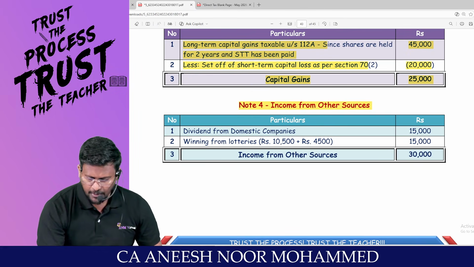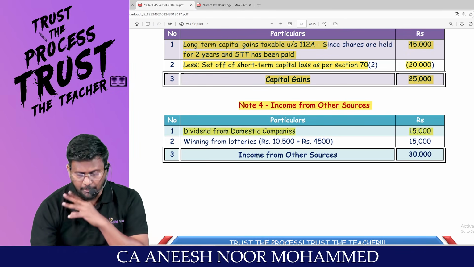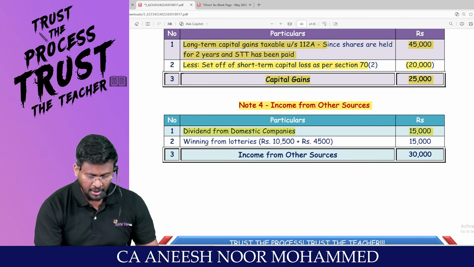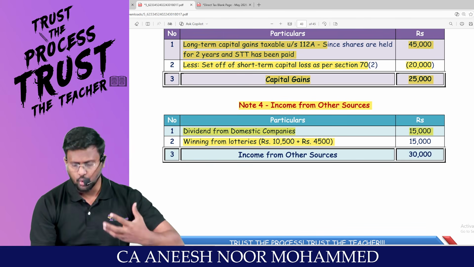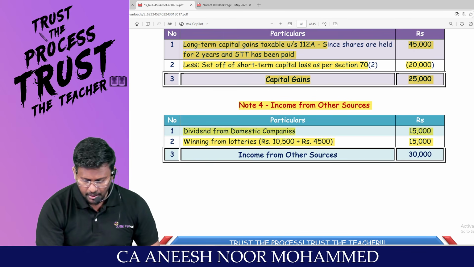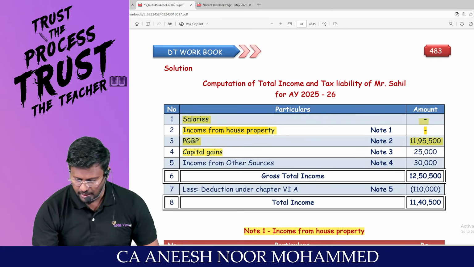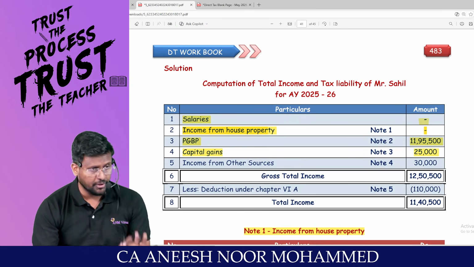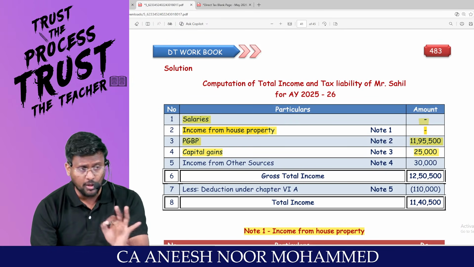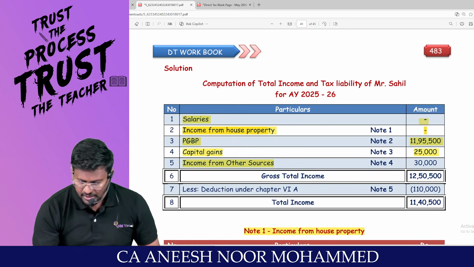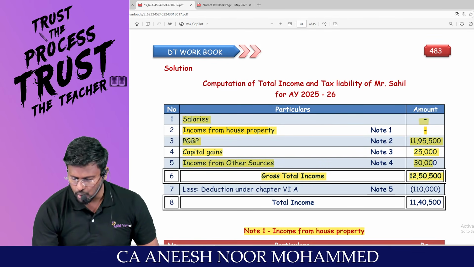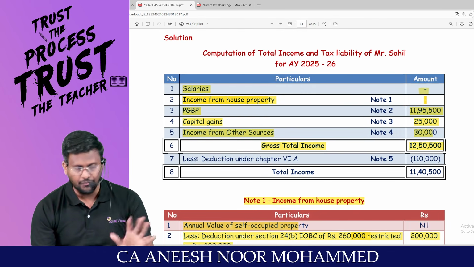Coming to IFOS, we have removed dividend from domestic company 15,000 from the PGBP. Winning from lottery, we have to show gross 15,000. Am I right? So the IFOS will be 30,000. That's what they are showing here. Capital gain 25,000. This capital gain is under 112A. Don't forget. IFOS is 30,000. So the gross total income is 12,50,500.